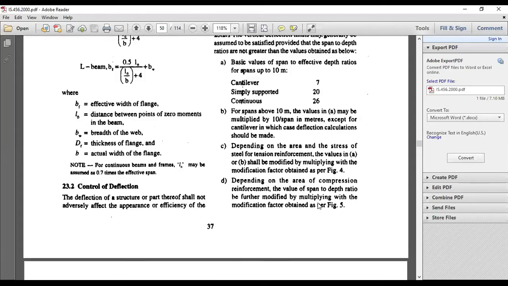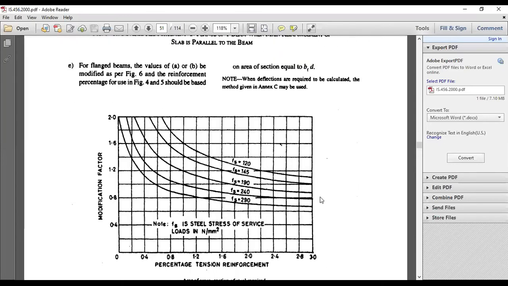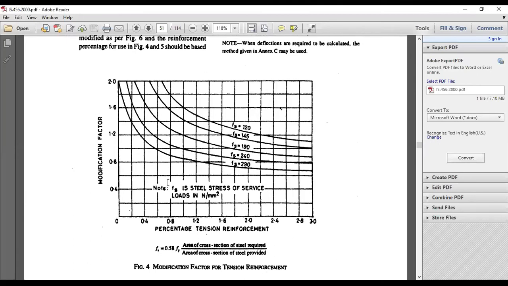Okay, so here, see this graph. On the y-axis the modification factor is given, and on the x-axis the percentage tension reinforcement is given. The formula for that is Fs equals 0.58 into Fy, area of cross section of steel required divided by area of cross section of steel provided. So this Fs is the value for this graph.